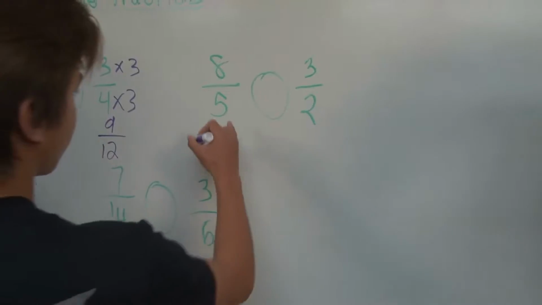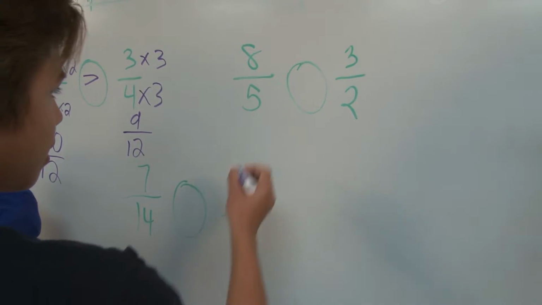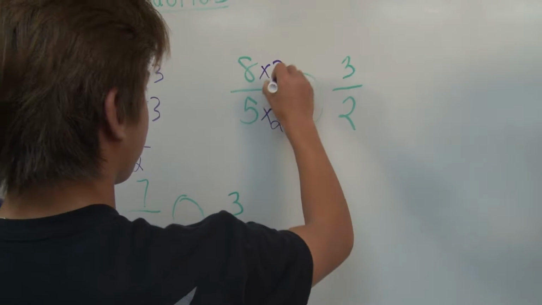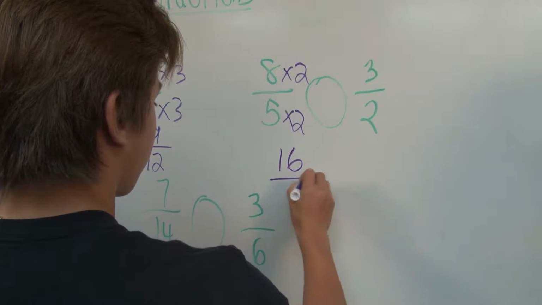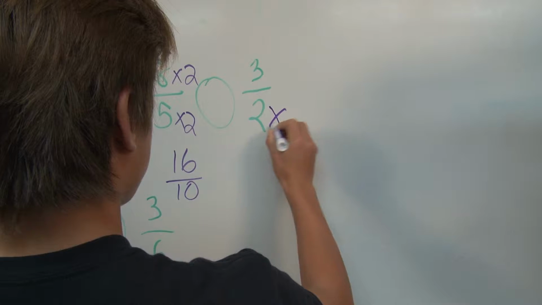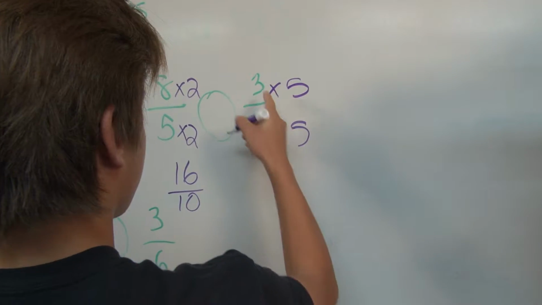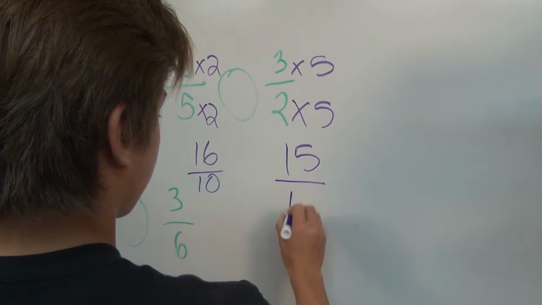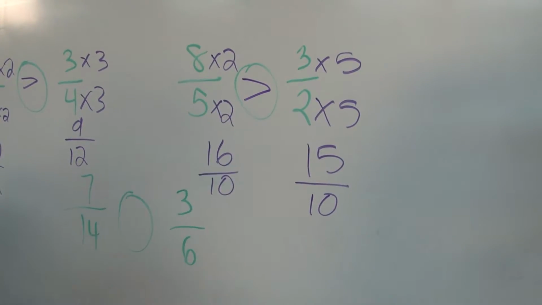Okay, so both of them go into 10. So this one goes into 10 2 times, so times 2. And you do the same thing to the top. Okay. So 8 times 2 is 16. And then over 10. And then this one, 2 goes into 10 5 times, so times 5. You do the same thing to the top. And then 3 times 5 is 15, so 15 over 10. And you see that this one's greater, so 8/5 is greater than 3/2.